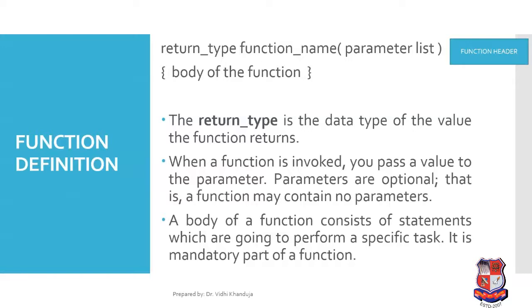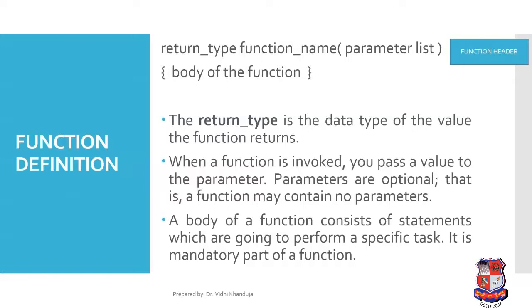Now, your first line is known as the function header. It comprises the return type, function name, and parameter list. Now, the return type is optional. The function may or may not return any value, right? Return type is the data type of the value the function returns to the calling part.